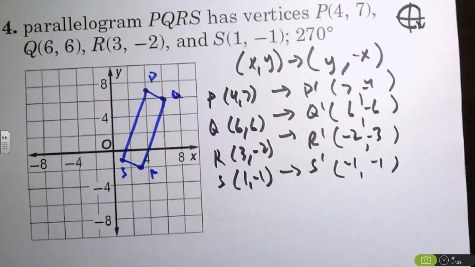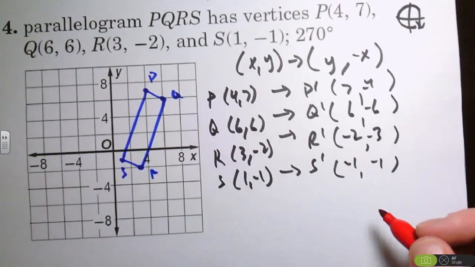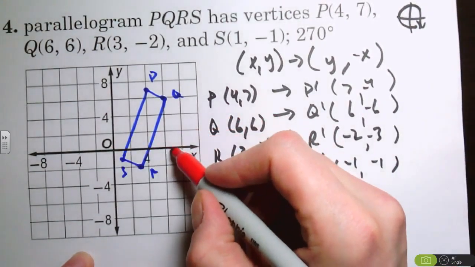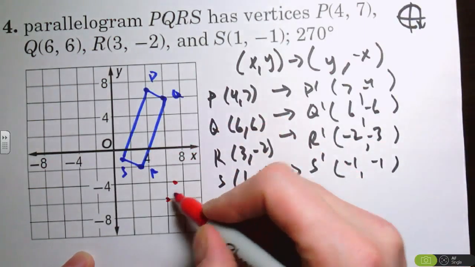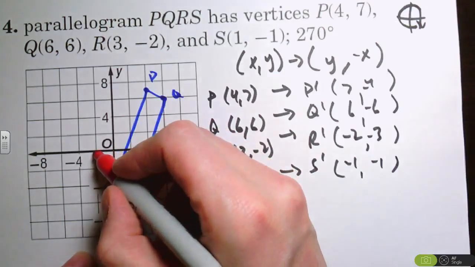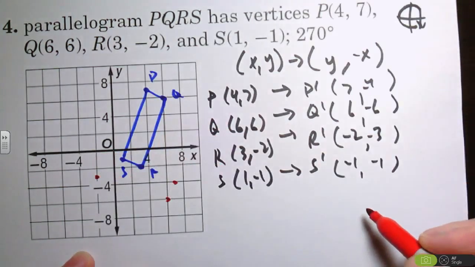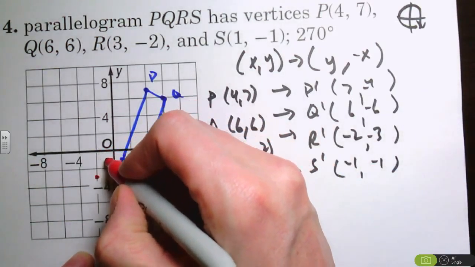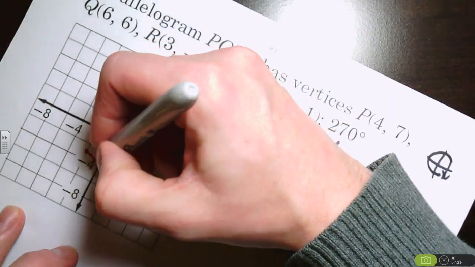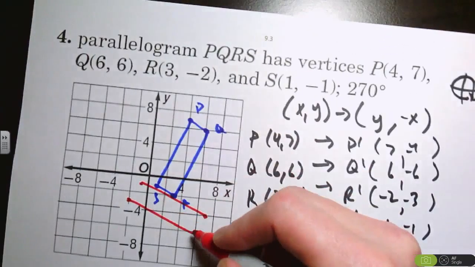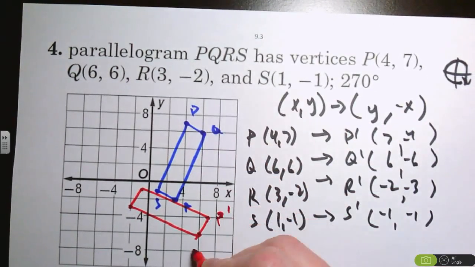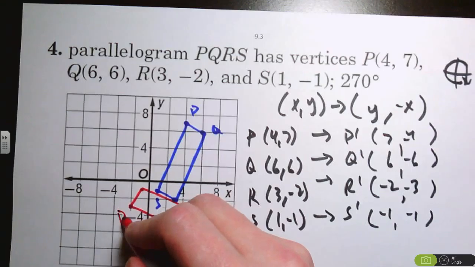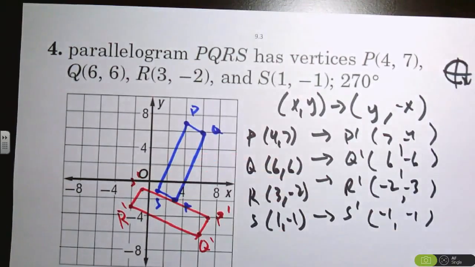Okay. And then we have P prime, Q prime, R prime, S prime. So 7, negative 4. 6, negative 6. Negative 2, negative 3. And negative 1, negative 1. P prime, Q prime, R prime, S prime.